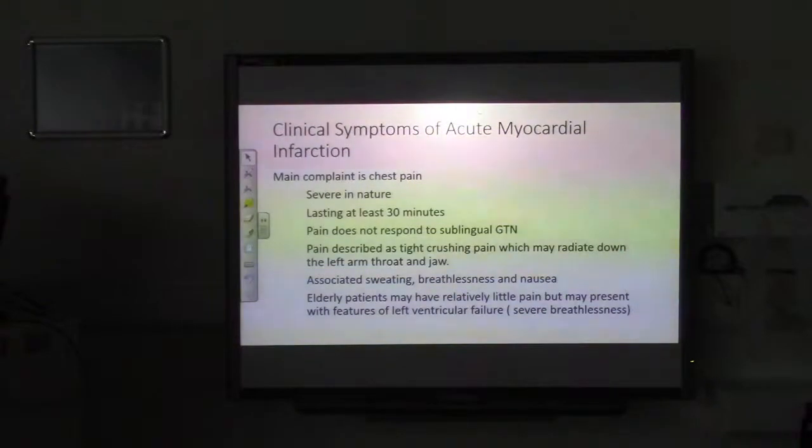The pain can be described as tight crushing pain, which may radiate down the left arm, throat and jaw. The pain in the left arm is thought to be caused by the nerve supply to the heart and the left arm originating from the same spinal segment. There would also be associated sweating, breathlessness and nausea. In elderly patients, however, they have relatively little pain but may present with features of left ventricular failure or severe breathlessness.